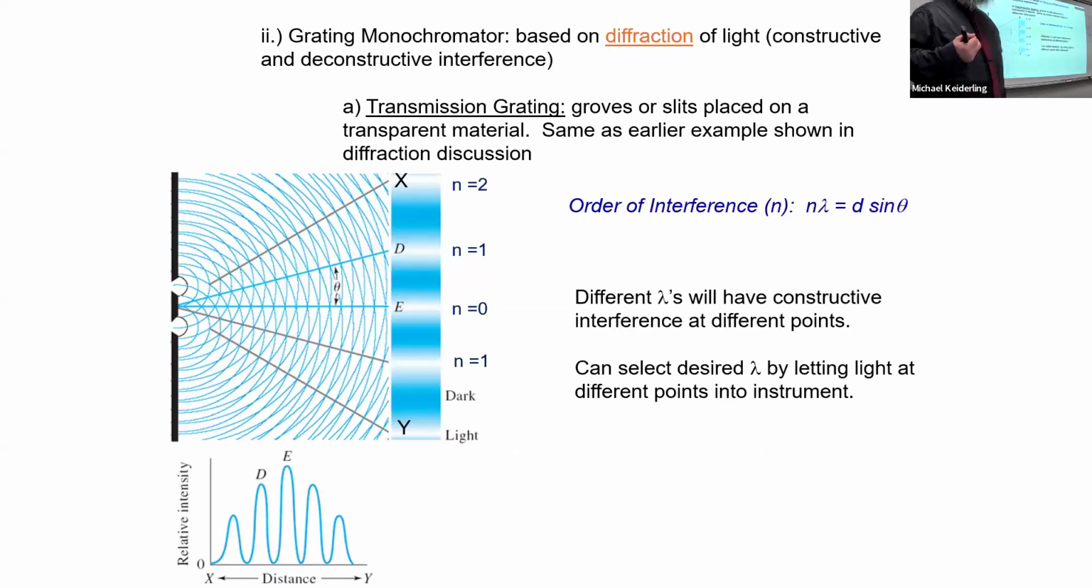You can also use a grating monochromator that's based on diffraction of light and constructive and destructive interference, which separates light via interference effects. Different wavelengths have constructive interference at different points, and that separates them out. You can select desired wavelengths by letting light at different points into the instrument. Same principle on both of them.